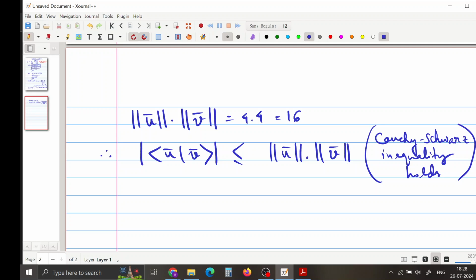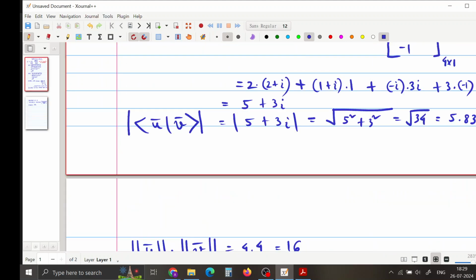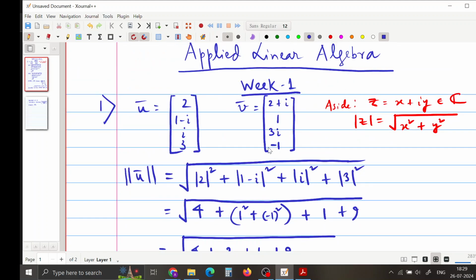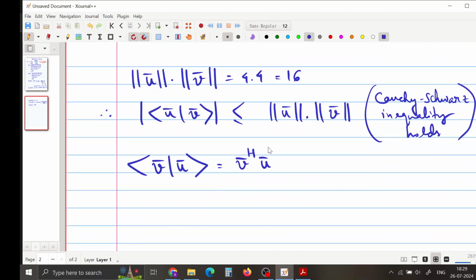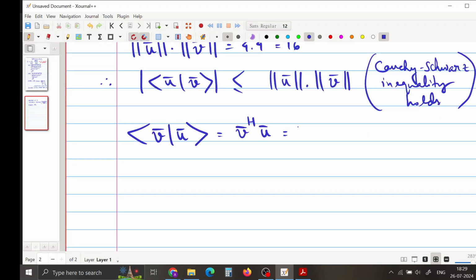And similarly, we are also asked to find the inner product in the reverse direction, that is the inner product of v and u. So this will be again using the same process. This will be v Hermitian times u. Okay, and again we will take the transpose complex conjugate of v. So v is this vector, so it will become a row vector. So v Hermitian is equal to 2, minus i, 1, minus 3i, minus 1, and u is as it is. So this is 2, 1 minus i, and 3. Okay, again this product makes sense because this is 1 cross 4, this is 4 cross 1.